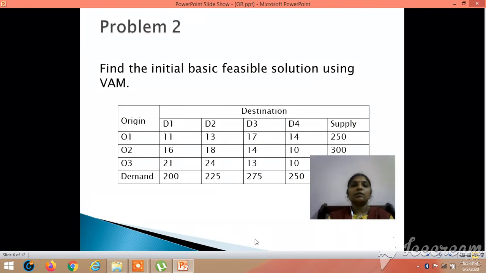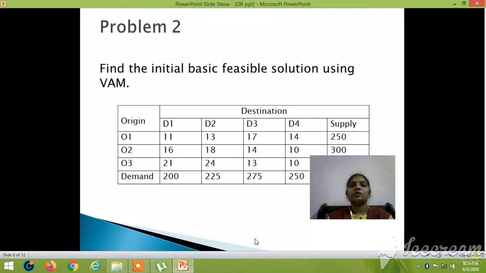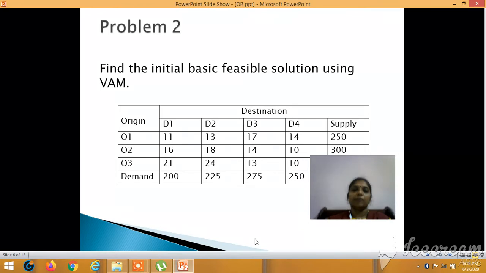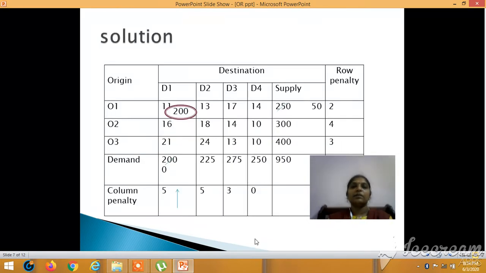Okay, let's see the problem. Find the initial basic feasible solution using the VAM method, that is, Vogel's approximation method. Look at the table. There are destinations and origins. The destinations are D1, D2, D3 and D4, and the origins are O1, O2, O3. There are also demand and supply. Let's see the first step. As I told you, first you have to calculate the row penalty and the column penalty.